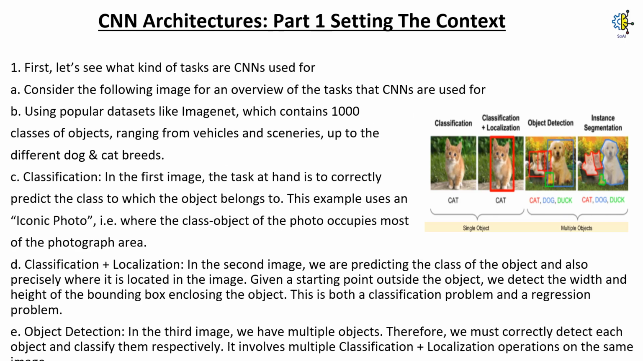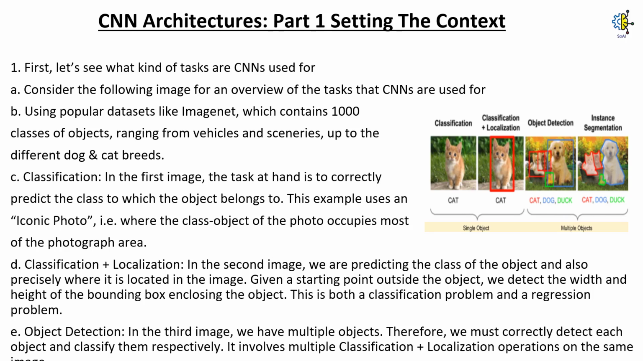Let's start. CNN Architectures Part 1, Setting the Context. First, let's see what kind of tasks CNNs are used for. Consider the following image for an overview of the tasks that CNNs are used for. Using popular datasets like ImageNet, which contains 1,000 classes of objects, ranging from vehicles and scenarios up to the different dog and cat breeds. Classification.